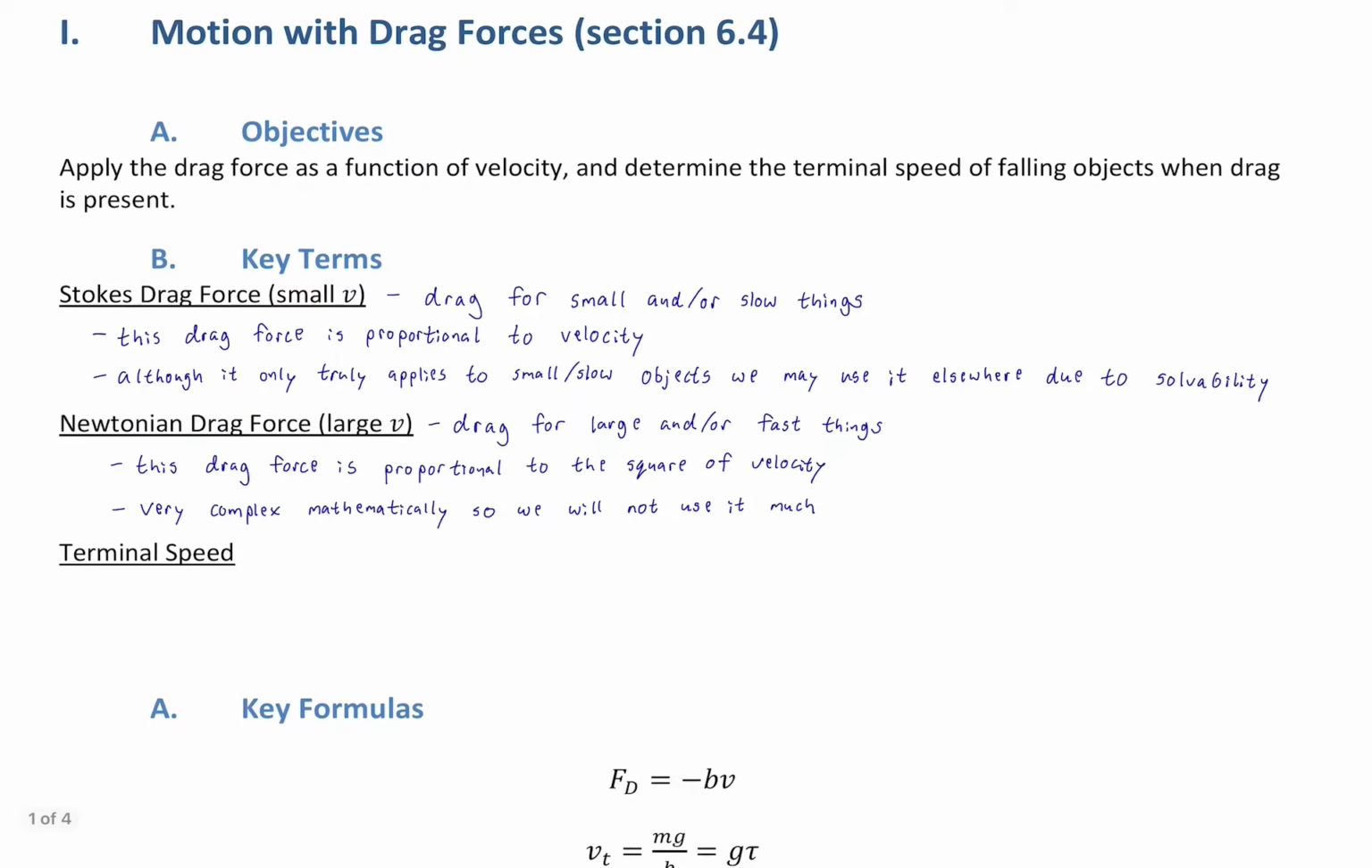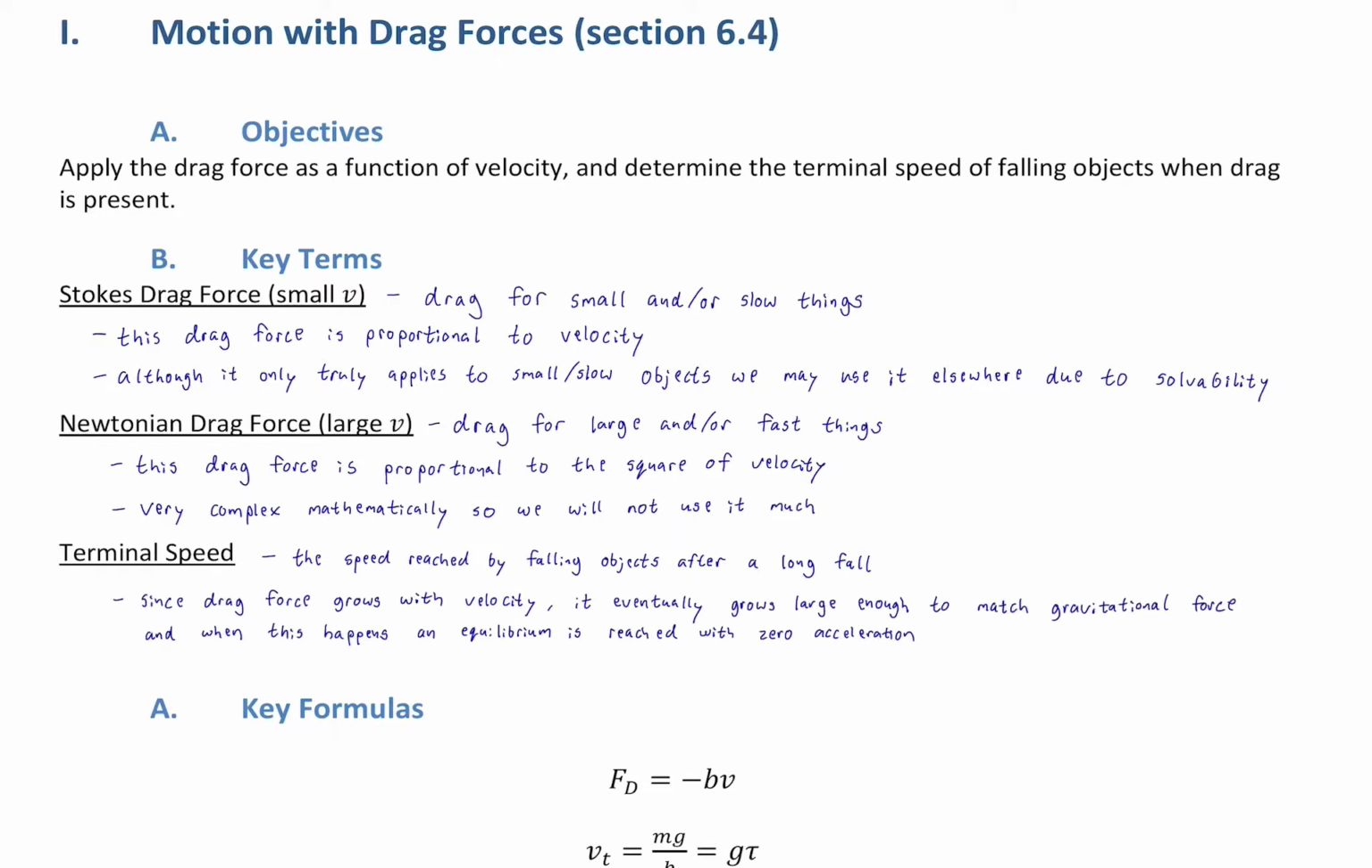And let's define that. Terminal speed, also called terminal velocity, but speed is sometimes a more accurate name because we usually care about its magnitude, not its direction, because we know it's pointing down since we're talking about things that are falling. Terminal speed is the speed reached by falling objects after a long fall. When they're falling for sufficient amounts of time, they reach terminal speed. All right, what is it?